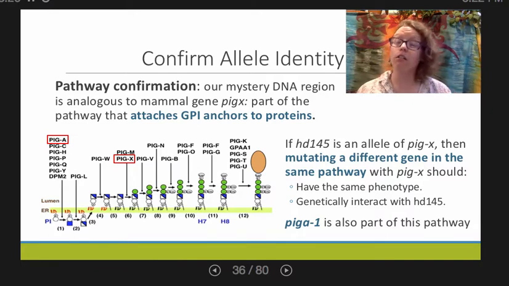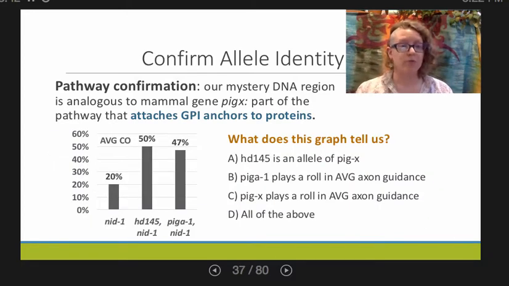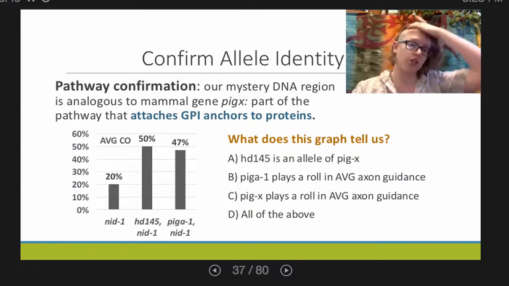We found a null allele of PIGA1. We ordered worms that had this null allele off of the internet, and we put them in a nitrogen null background. Essentially, we took out that nitrogen. Remember, all the worms we're working with have no functional nitrogen. So we did that for PIGA1, and these are the results.